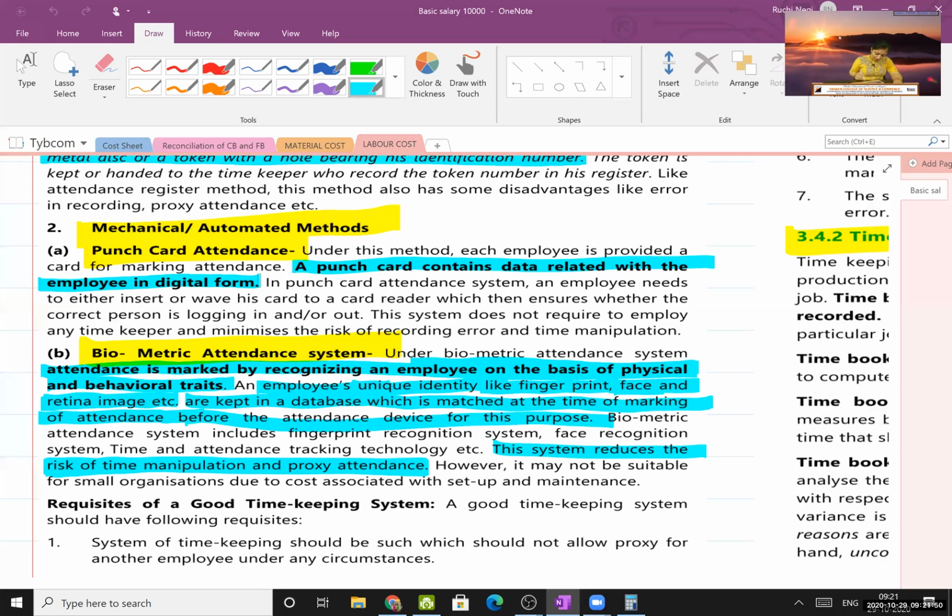They punch the identity card. The employee needs to either insert or wave his card to a card reader. There is a machine setup which is called an identity card reader. You just have to show it, keep it in front of the machine, or either swipe it.